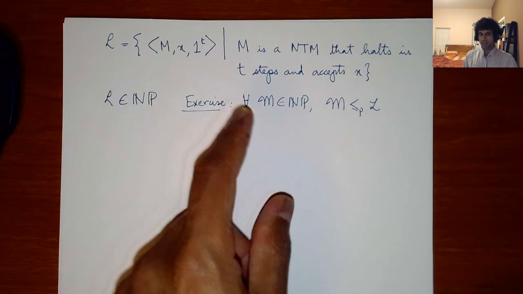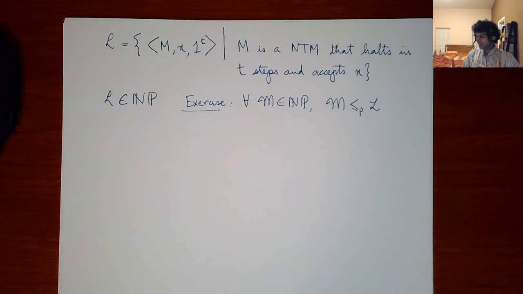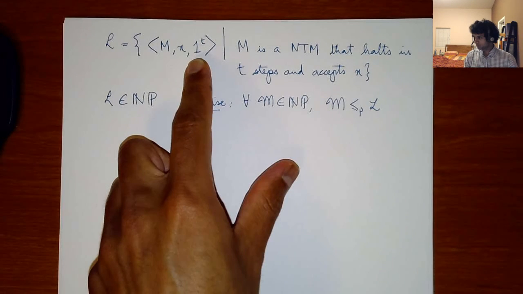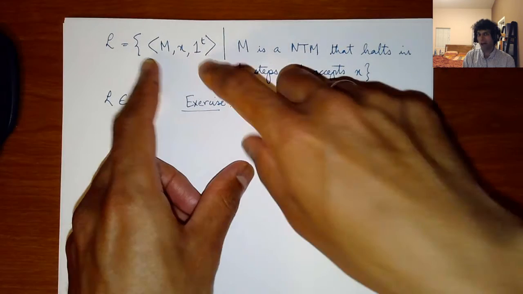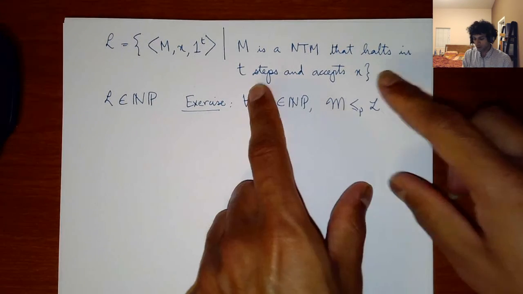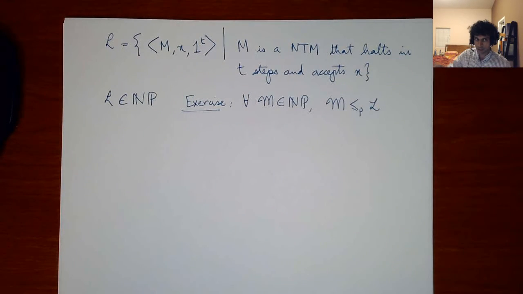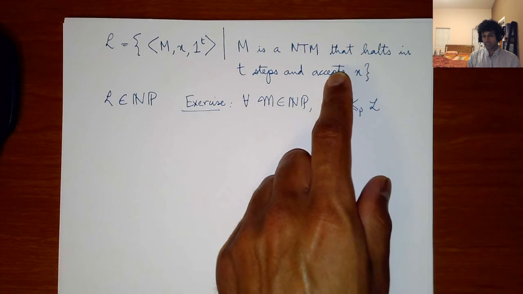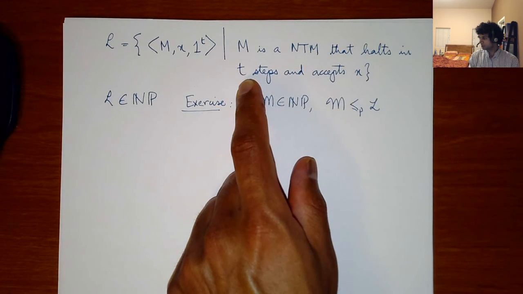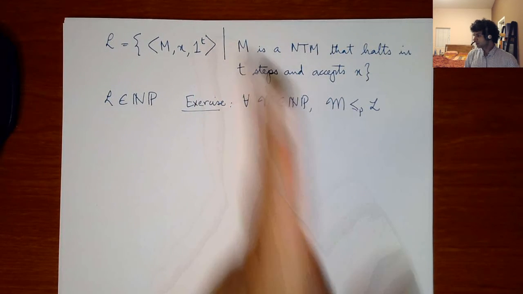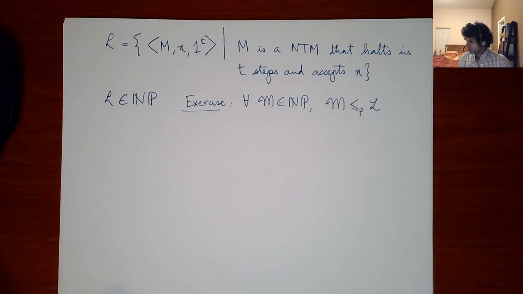Essentially, you're literally just going to take the machine, append X, and then pad it with the runtime. This is a padding. This is to tell it how many steps to run. Because you cannot say run for polynomial time, because then you have to specify the polynomial, and you don't know what the polynomial is. You have to specify exactly how many steps to run. And that's why you pad it. Any questions?